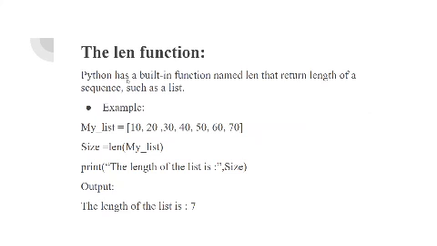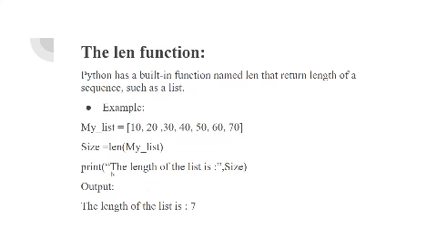The length function. Python has a built-in function named len that returns the length of a sequence, such as a list. Example: my_list is equal to 10, 20, 30, 40, 50, 60, 70. This is a list. Here we created a variable and initialized it with the length function, length equals len(my_list). We are keeping the length of my_list in this variable.